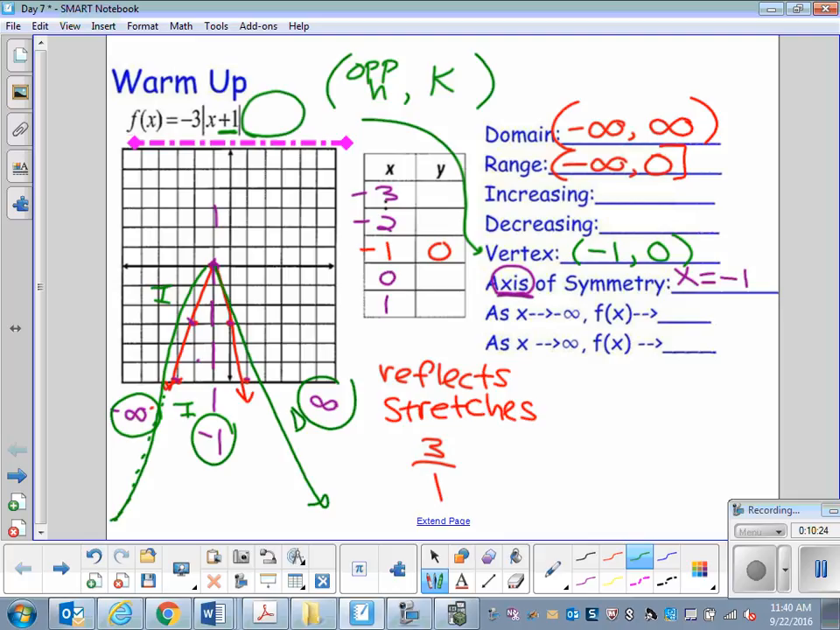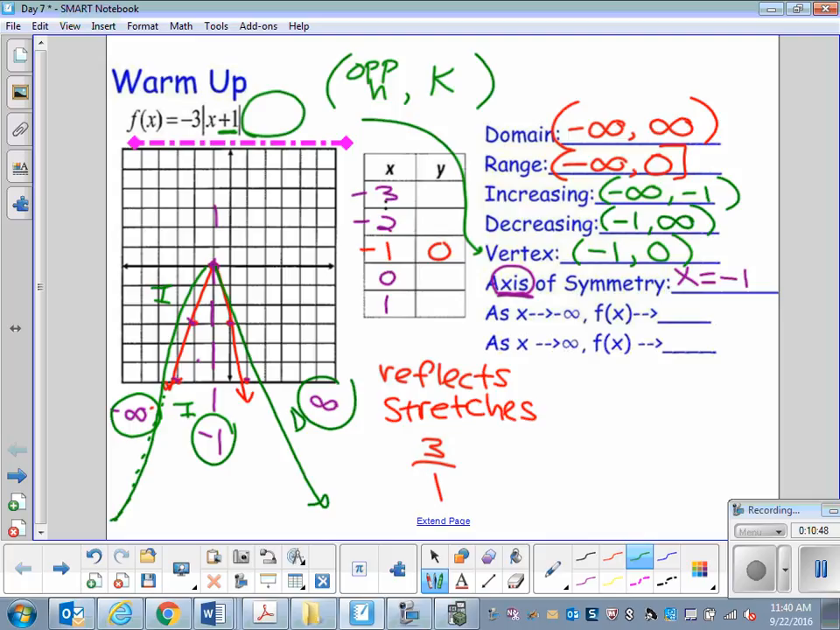Okay? So it's increasing from negative infinity to negative 1. And remember, increasing, decreasing, and constant, you always use parentheses. Yes? Okay? And it's decreasing from where to where? -1 to infinity. Good.